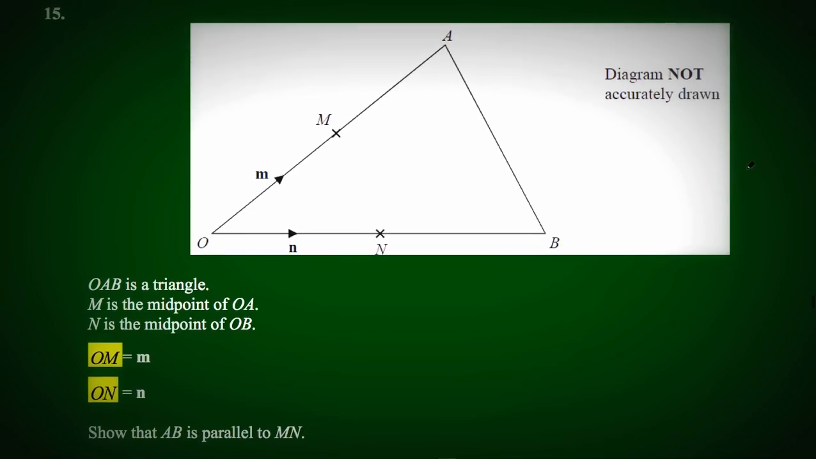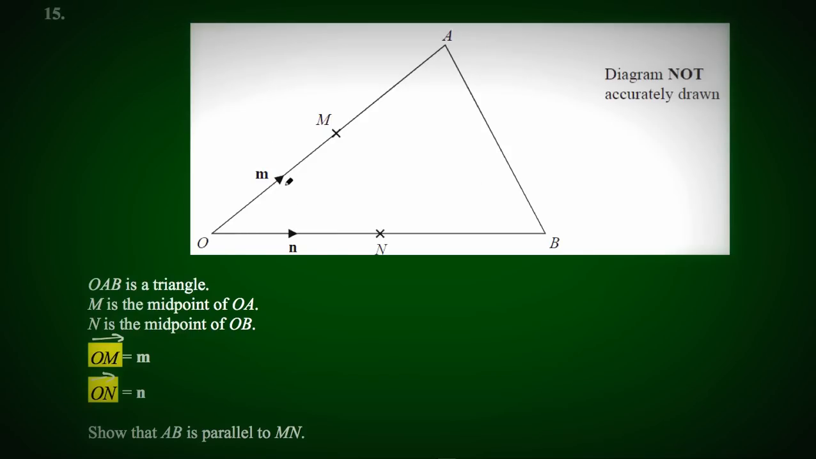Question 15, vectors question. OAB is a triangle. M is the midpoint of OA. N is the midpoint of OB. And OM normally has an arrow on top. OM is this vector m. ON is the vector n. Show that AB is parallel to MN.